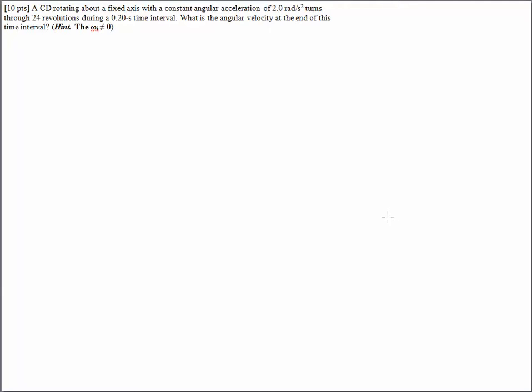Okay, we're going to be looking at problem number 3 of practice test 3. A CD rotating about a fixed axis with constant angular acceleration of 2.0 radians per second squared turns through 24 revolutions during a 0.20 second time interval. What is the angular velocity at the end of this time interval? And it gives you a hint. The initial angular velocity is not zero.